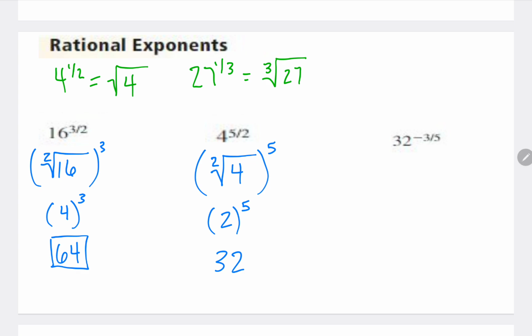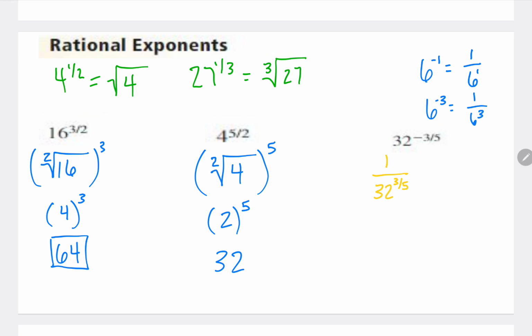This last example is a little bit trickier for a couple of reasons. First, it's negative. From a previous chapter, we learned that anything to the negative power, so if I had 6 to the negative 1 power, that's the same thing as 1 over 6 to the positive 1 power. Or 6 to the negative 3 is 1 over 6 to the 3rd. Same thing here. We have 32 to a negative power, so that's the same thing. Let me rewrite it here in a different color as 1 over 32 to the positive 3/5 power.